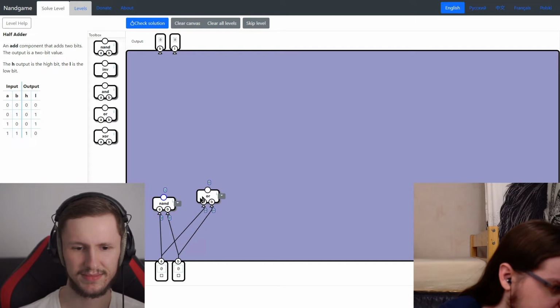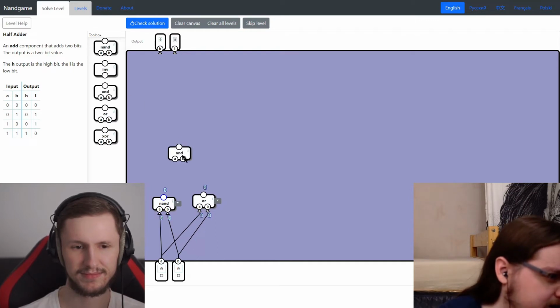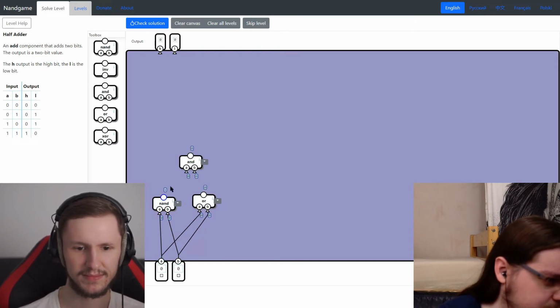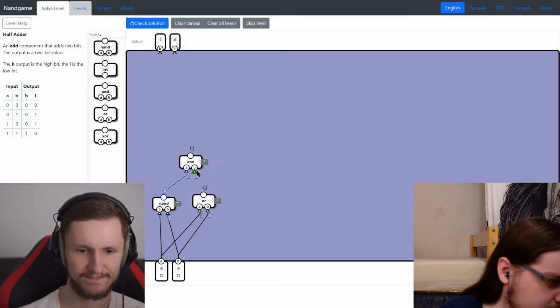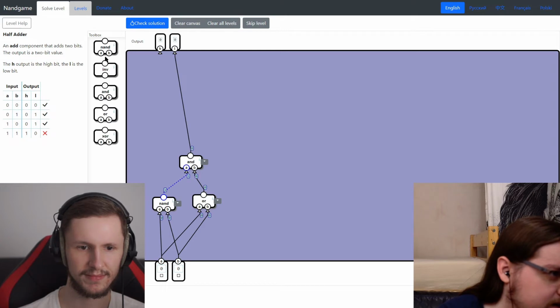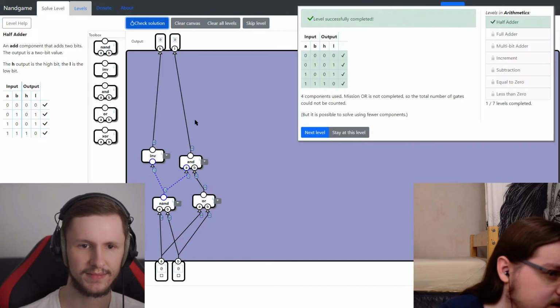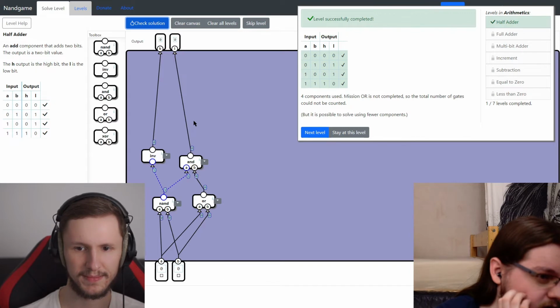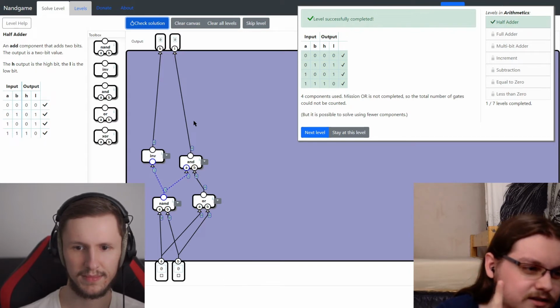So now this, obviously, if we put it with AND, gives us exclusive OR, which is what we said we wanted for the last component. And then if we use an inverter, as they call it here, outputting it from the NAND, that gives us the AND that we wanted. 4 components used. Yep. Mission OR is not completed, so the total number of gates could not be counted.